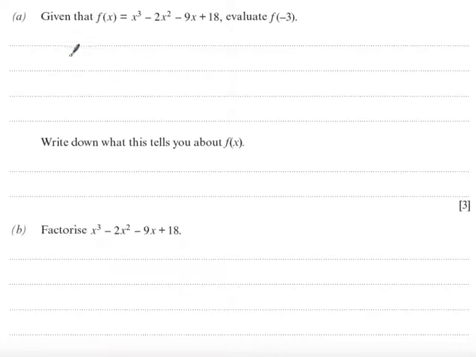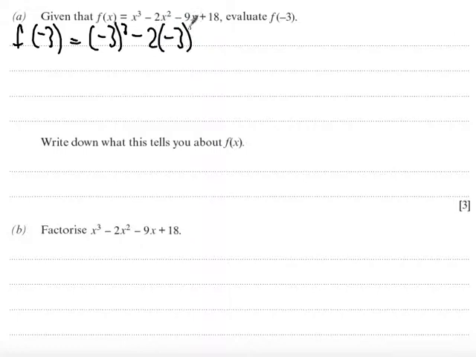Given that f of x equals x cubed minus 2x squared minus 9x plus 18, find the value of f of minus 3. So let's put in f of minus 3. That gives me minus 3 cubed minus 2 lots of minus 3 squared minus 9 lots of minus 3 plus 18. So if I evaluate f of minus 3, you should get an answer of 0.